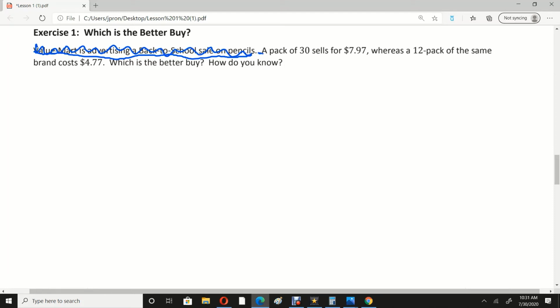So, they're selling a pack of 30 pencils for $7.99, whereas a 12 pack costs $4.77. Which is the better buy? How do you know? I want you to take some time and think about how you can come up with which one of these is a better purchase. I'll give you about 2 or 3 minutes to work independently.